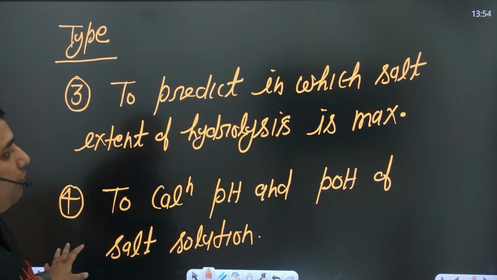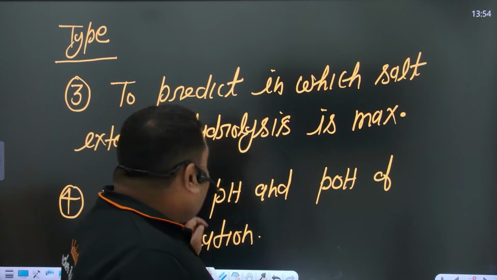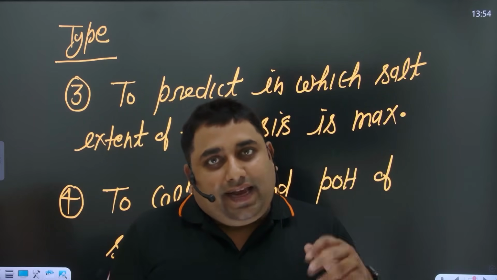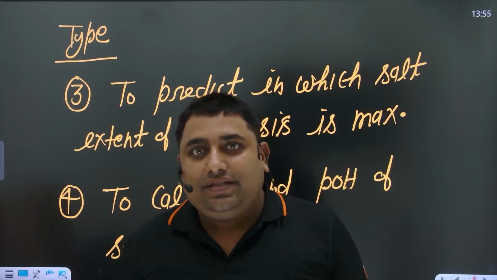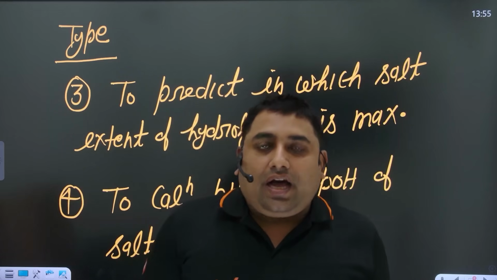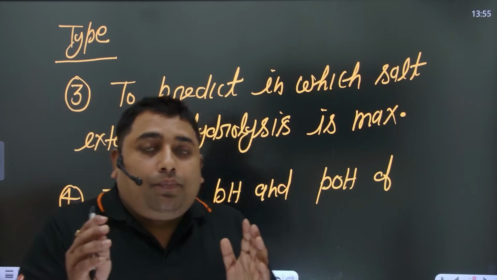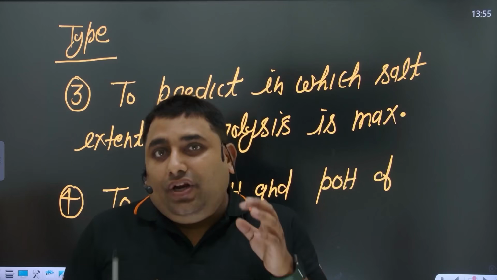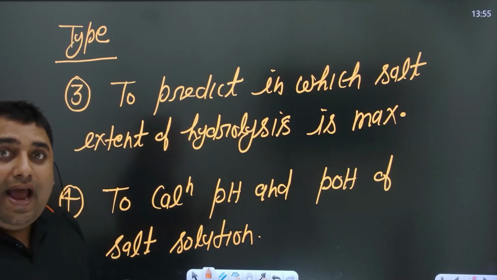Now, the 4th type of question based on salt hydrolysis is to calculate the pH and pOH of a salt solution, and in the calculation part they can also ask to calculate the hydrolysis constant and the degree of hydrolysis. They can ask the Ka or Kb value also. So these 4 types of question are possible in case of salt hydrolysis. So when you revise salt hydrolysis, go through these 4 types of question.